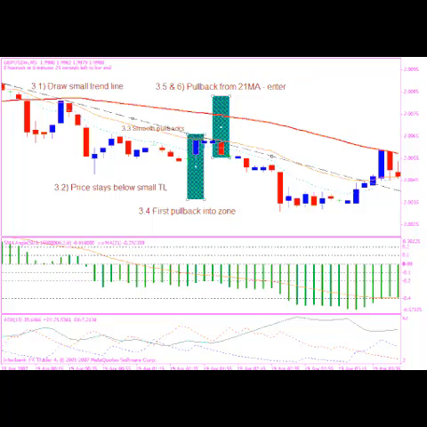Rule 3: pullback into the war zone. 3.3.1 Identify the first candle to enter the war zone towards the 21 EMA. 3.3.2 Wait for a second candle to pull back from the 21 EMA towards the 10 EMA. 3.3.3 Enter the trade on the pullback a few pips away from the 21 EMA.